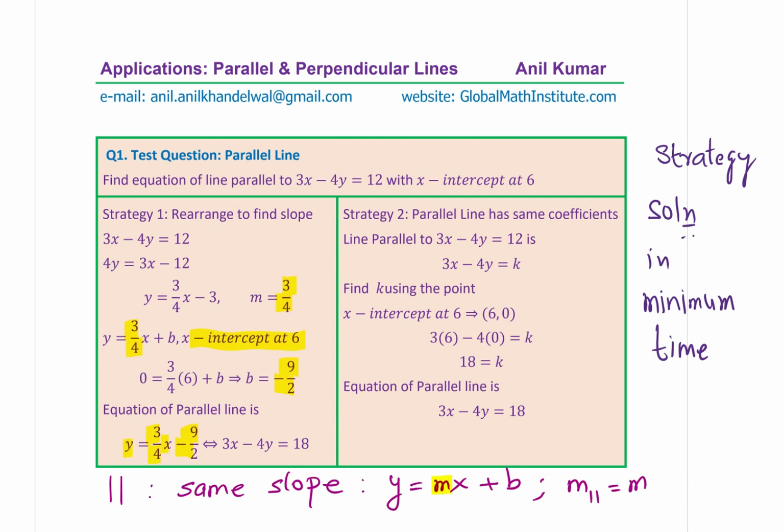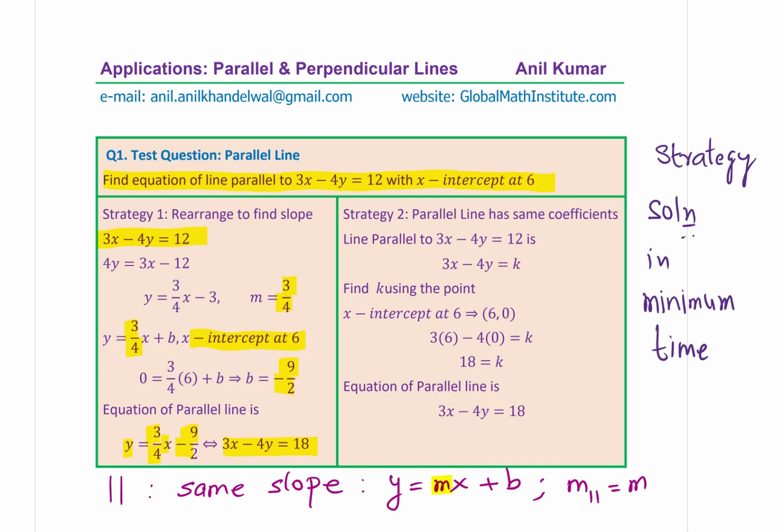So that gives you the equation of the line which is parallel to the given line with x-intercept at 6. Now, let us rewrite this equation in standard form just as it was given to us. 3x minus 4y equals 12. So when you multiply all the terms by 4, what do you get? You get 4y equals 3x minus 9 times 2, which is 18. So when you rearrange, you actually get the equation 3x minus 4y equals 18.